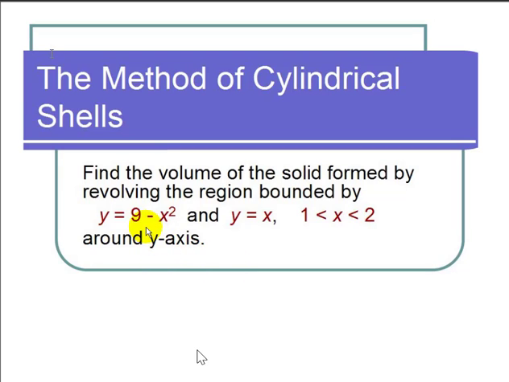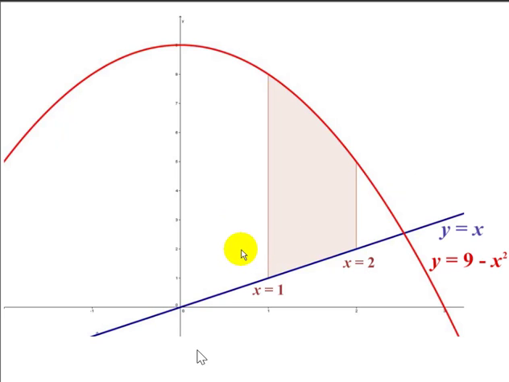So the first step is to graph the parabola and graph the line for x between 1 and 2, as we can see here. So there's our parabola, there's our line, x is between 1 and 2. Now we're going to revolve it around the y-axis.